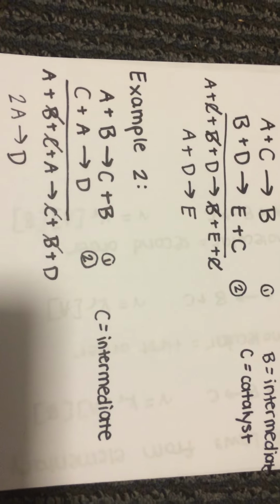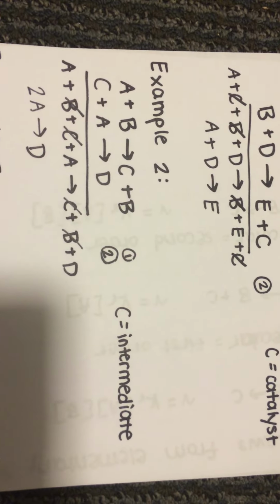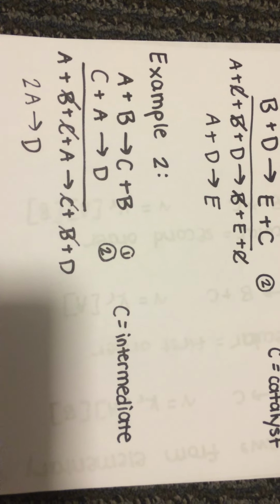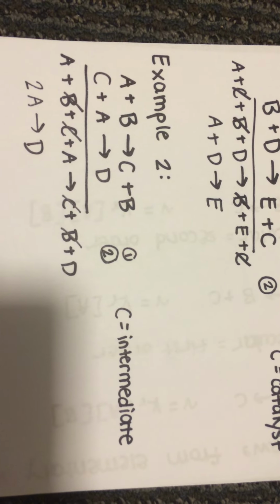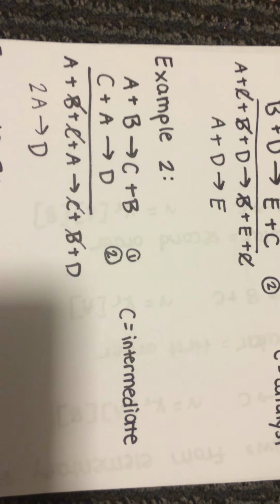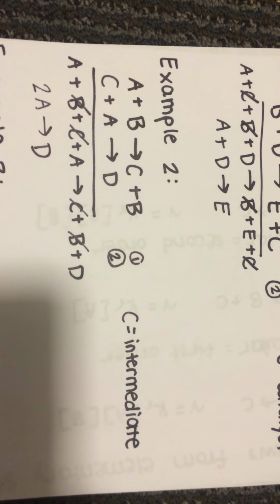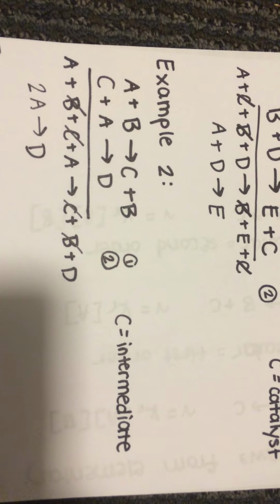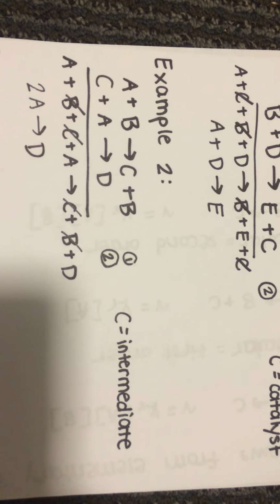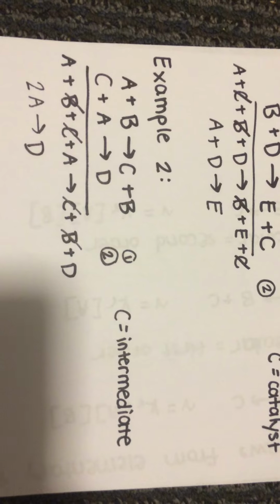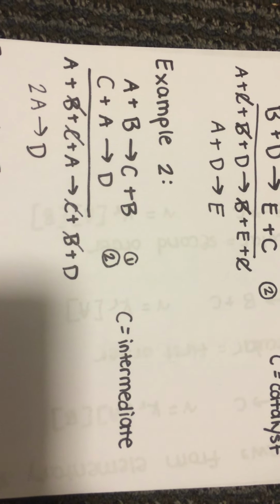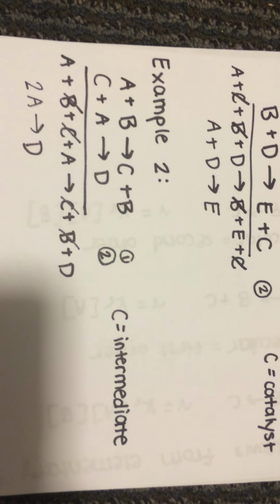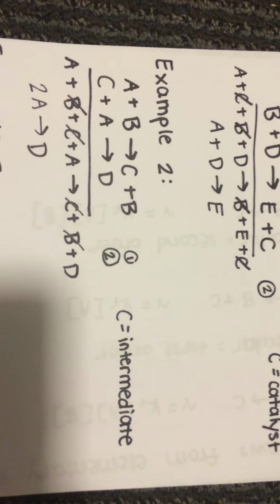In our second example, A plus B react to give C plus B. And in the second step, C plus A give D. The overall reaction mechanism after canceling things out is 2A gives D. So in our first step, B is a reactant and also a product, and even though it gets crossed out, that is fine because B needs to be present in order to form C also. And then C is also an intermediate because it then gets used up in the second step.